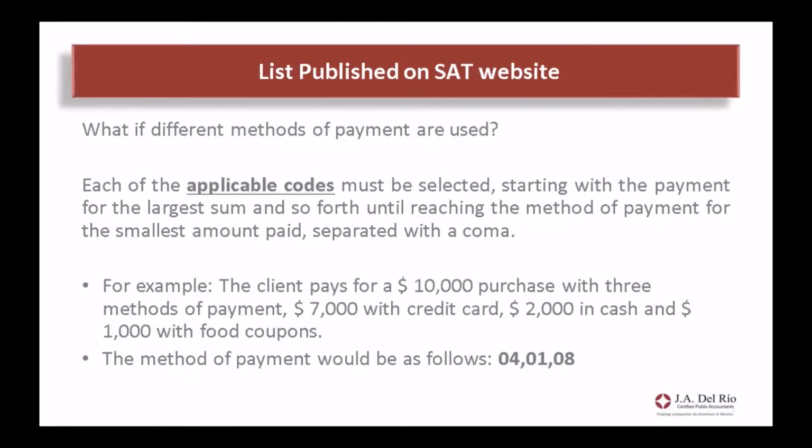In this part it is also optional to include a description, because in the catalog we saw code and description. So if the taxpayer chooses, they can include 04 credit card, comma, 01 cash, comma, 08 food coupons. But another complication may be that there is not enough space to include all that information. Here I want to make clear that the description is optional. What the authorities will read is the code, that being 04, 01, and 08.